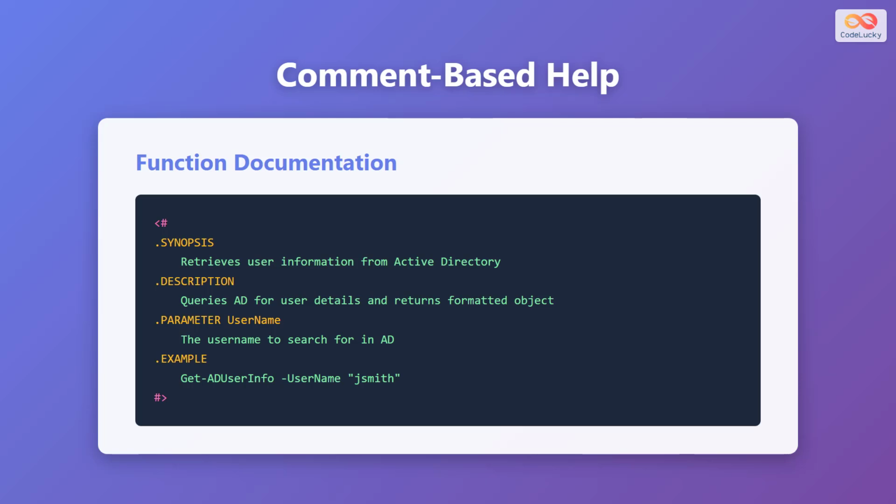PowerShell includes a powerful feature called Comment-Based Help that allows you to document functions in a standardized way. Comment-based help uses special keywords inside multi-line comment blocks. The synopsis keyword provides a brief description of what the function does. The description keyword offers a more detailed explanation. The parameter keyword documents each parameter the function accepts. The example keyword shows how to use the function. When users run Get-Help on your function, PowerShell automatically formats and displays this information. This creates professional, accessible documentation that integrates seamlessly with PowerShell's help system.